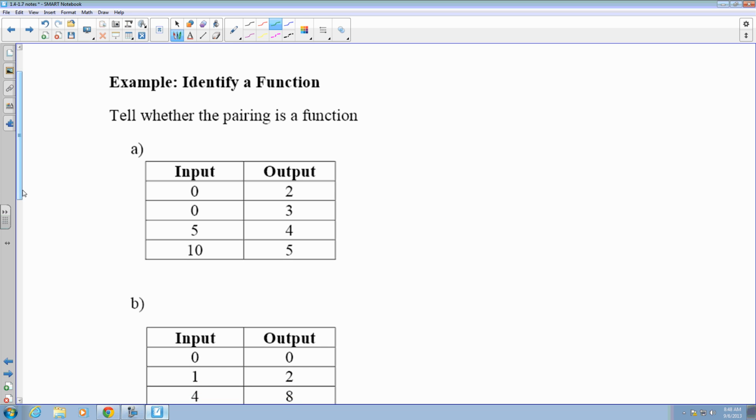Okay, so now we're going to be able to tell whether a pairing is a function. On the previous page, we had the definition of a function, which is that each input can only be paired with one output. So we need to make sure that we only have one output for every input, so the inputs cannot be repeated. Is part A a function? No, because we see the input 0 going to two different values. And that's not a function. So we're going to say no.